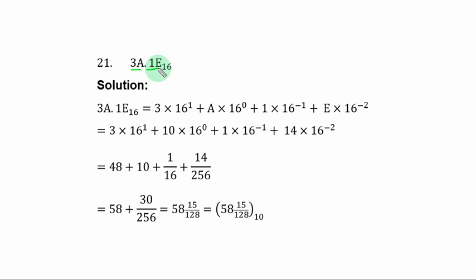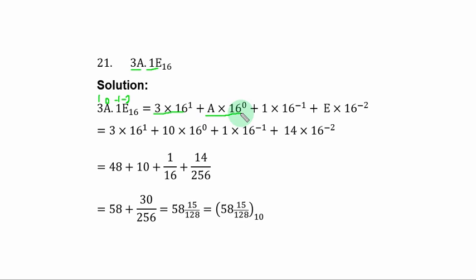The same thing we are doing. First, you assign the position value to each digit, then you multiply by base 16 and you attach the respective position. From the point to the left, you have positive, so A is 0, 3 is 1, 1 is minus 1, then E is minus 2. So we have 3 times 16 power 1 plus A times 16 power 0.